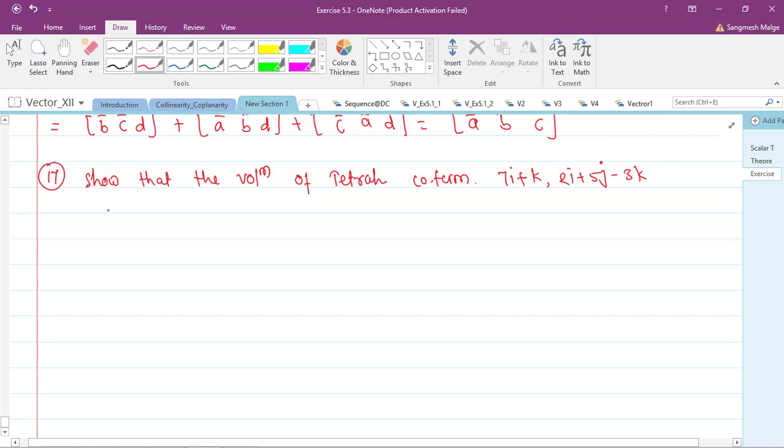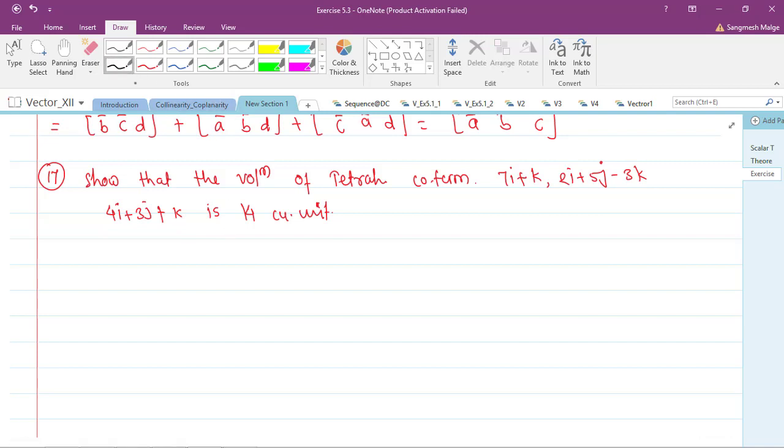and 4i plus 3j plus k, is 14 cubic units. Okay, this is the question. We have to show that the volume of the tetrahedron with coterminous edges like this is equal to 14. It's a very simple question.